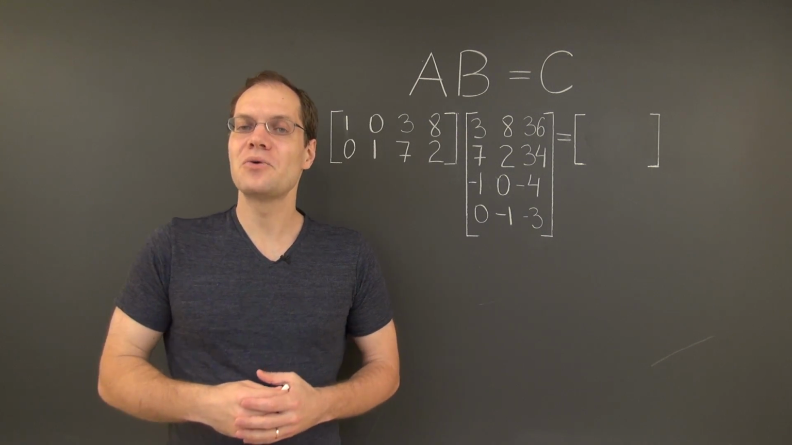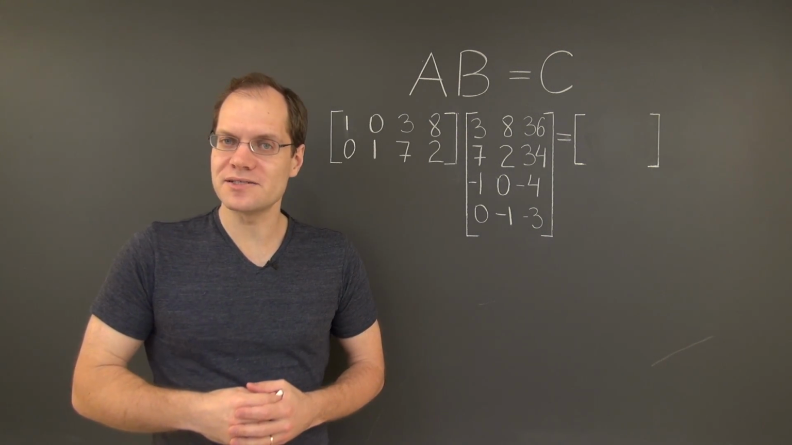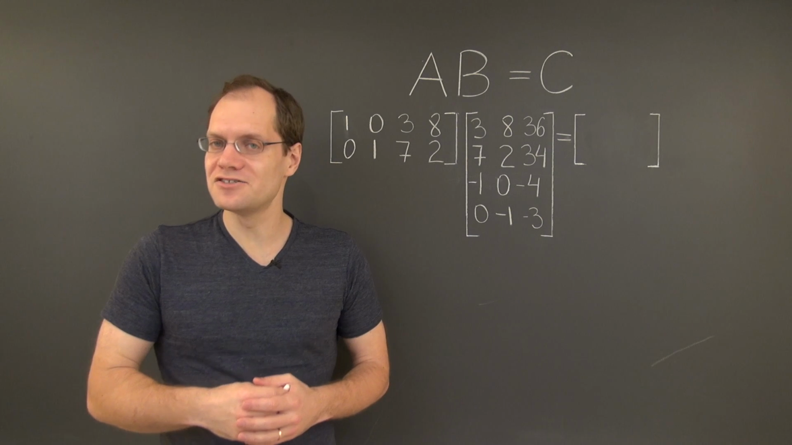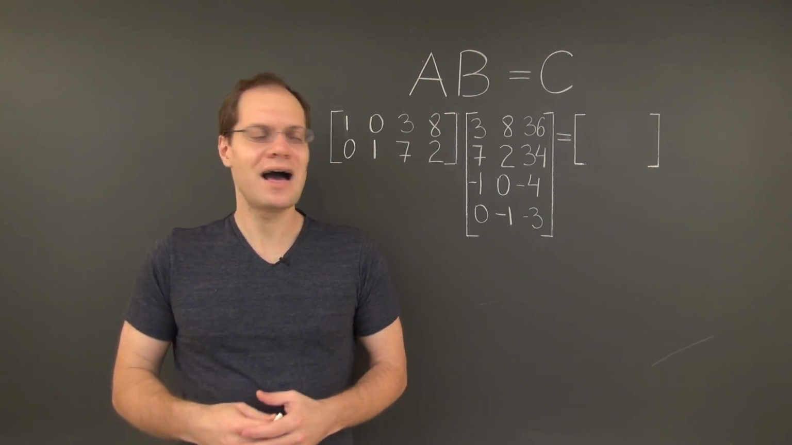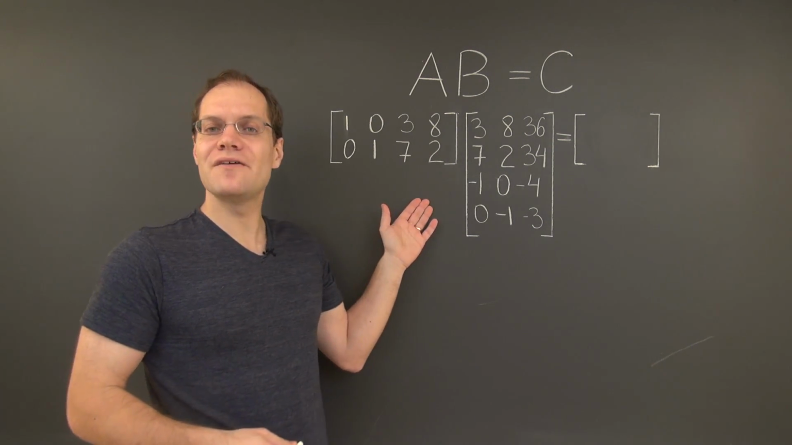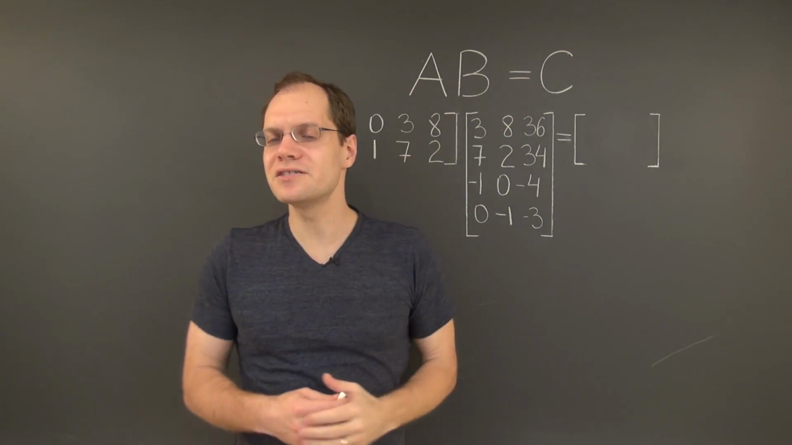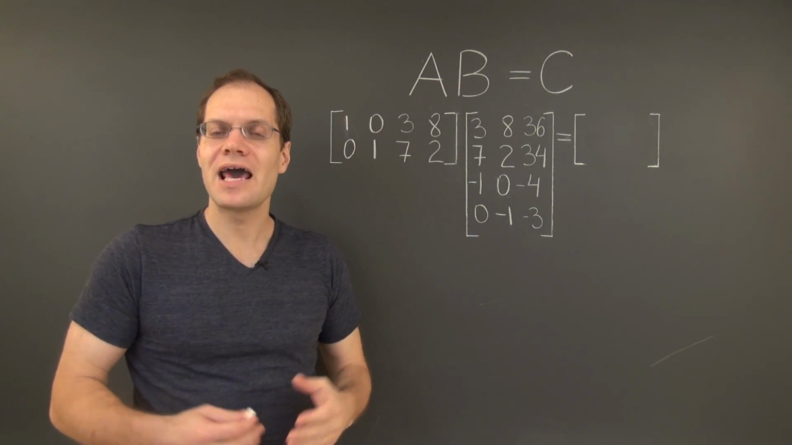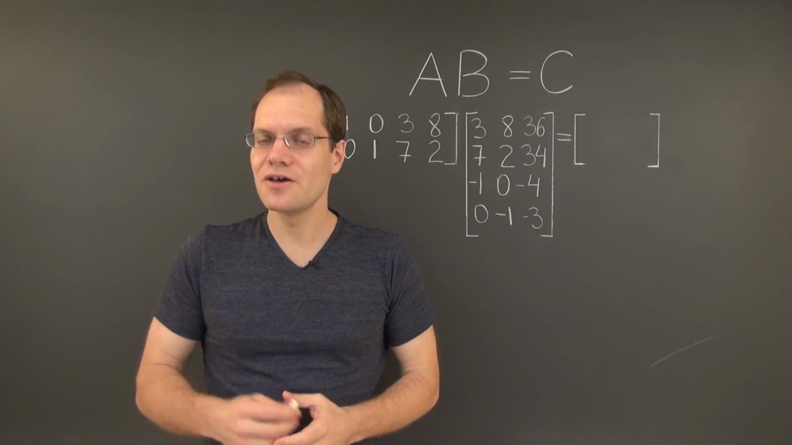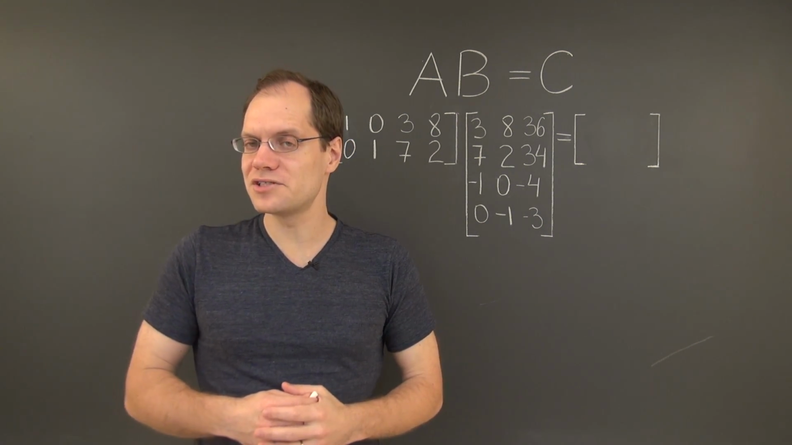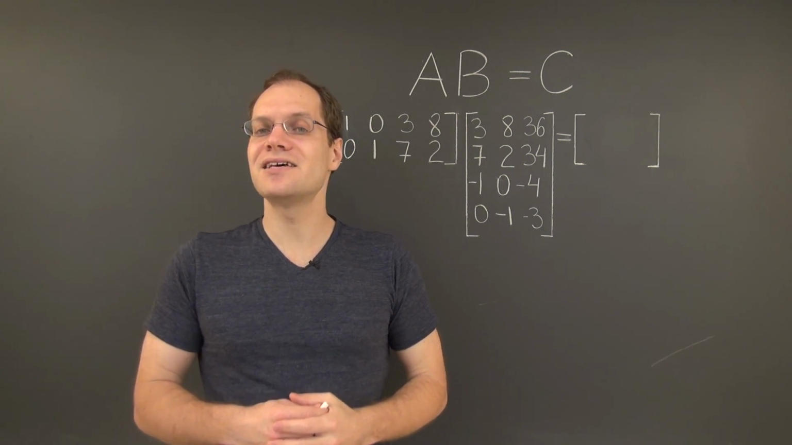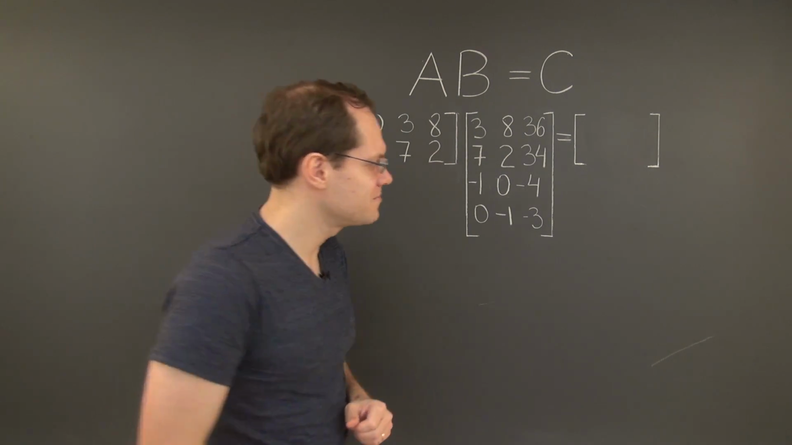In this video, we'll figure out how to describe the null space in the language of matrix algebra. To this end, I invite you to evaluate the product of these two matrices. Let's call them A and B, and the resulting matrix C. And when you're done with this exercise, you might be surprised to find out that the resulting matrix C consists of all zeros.